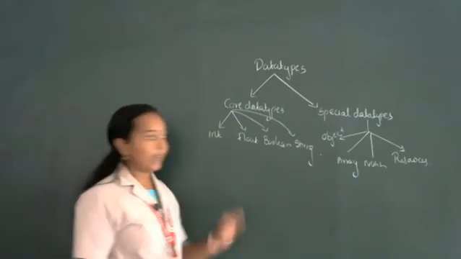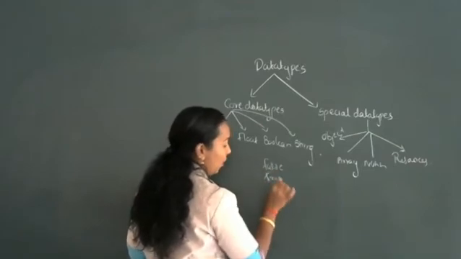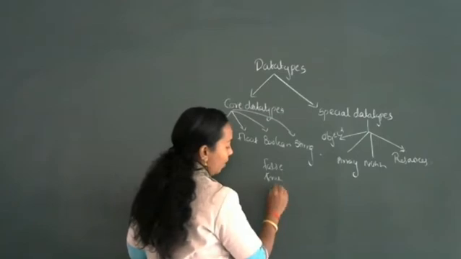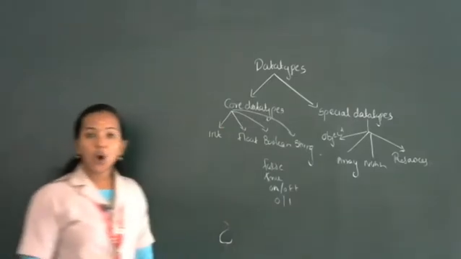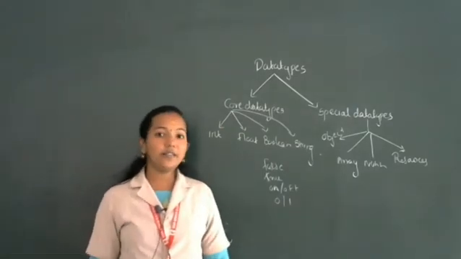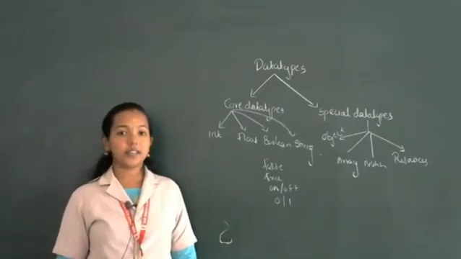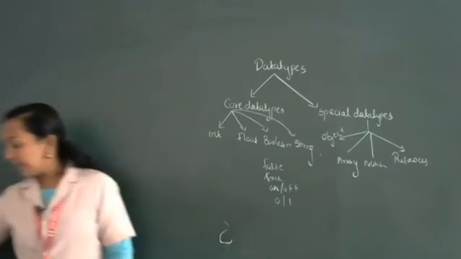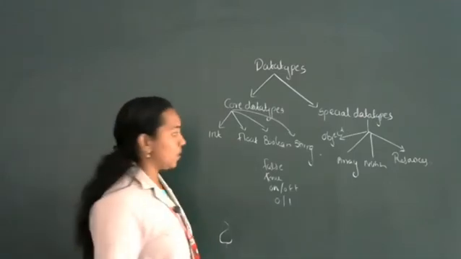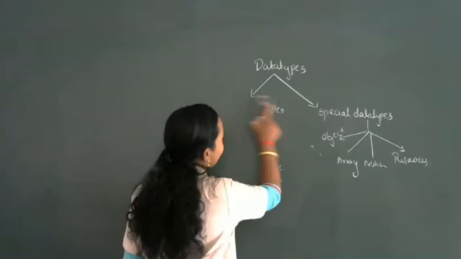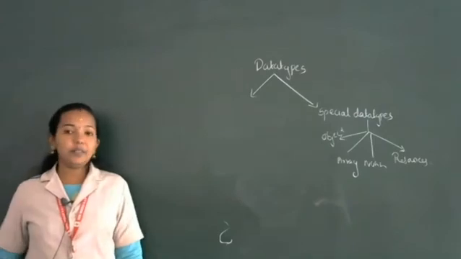PHP is a case sensitive language, so we can use values like false, true in small letters, then on or off, 0 or 1. Any one we can use for representing boolean values. String is for representing string constants and also character constants. Normally we use strings in double quotes. Core data types we already know, but the special data types we didn't know.